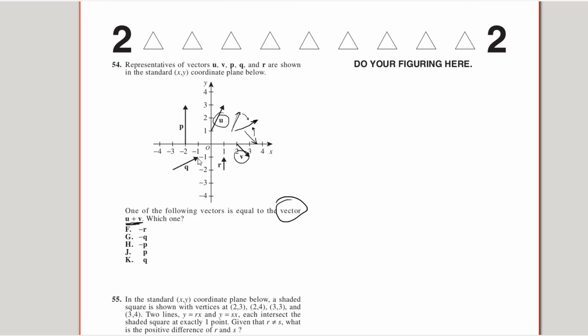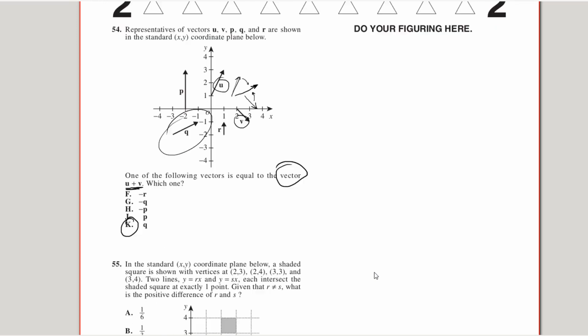And that corresponds very similarly to what we would find in vector q. And so q, of all these options, is the closest one that's going to look like that. And that's answer choice K. Answering this question visually is going to get you to the correct answer.